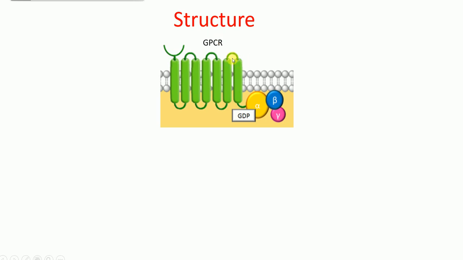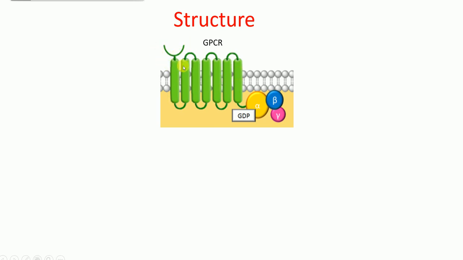So now coming to the structure. What is the structure of the G protein coupled receptor? Now I want you to have a look here. The structure consists of 7 alpha helices. If you count 1, 2, 3, 4, 5, 6, 7 alpha helices, they are transmembrane. This is the outside, the extracellular part, that means outside of the cell. This is the inside of the cell. So these 7 alpha helices span from the extracellular to the intracellular side.